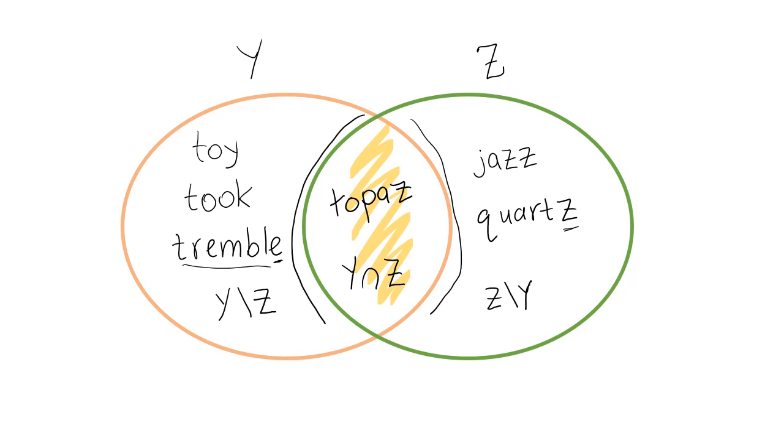And then you can have words that are in either of the two. So all of these words that I've written, actually toy, took, tremble, jazz, quartz, and topaz, those are in Y union Z.